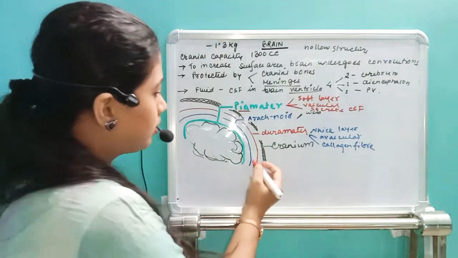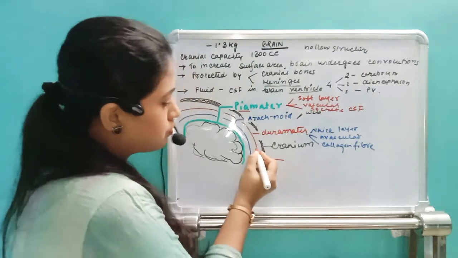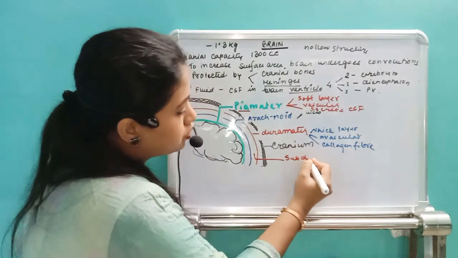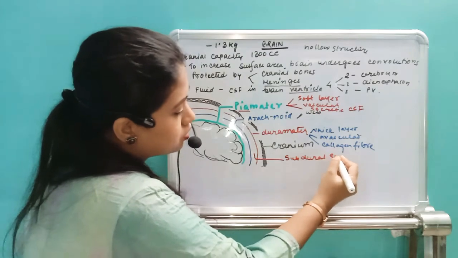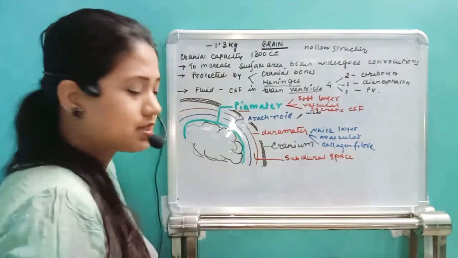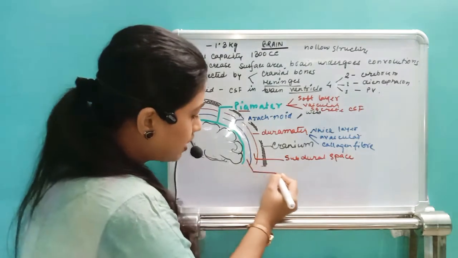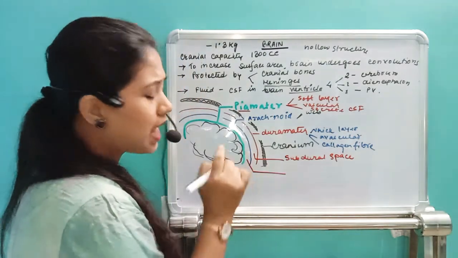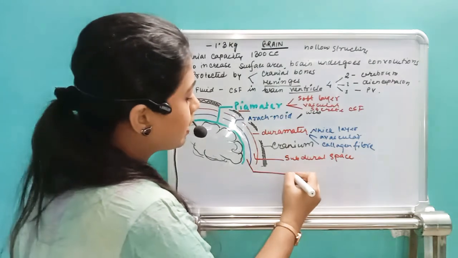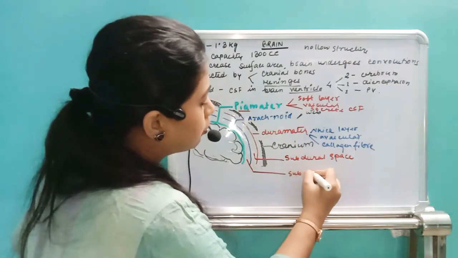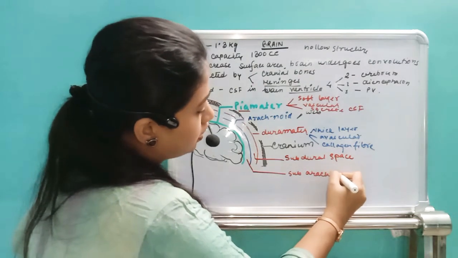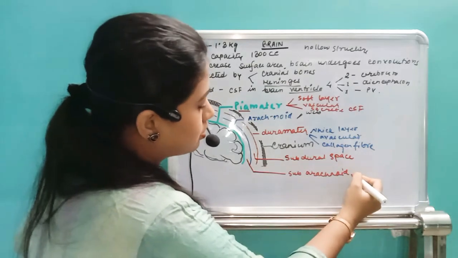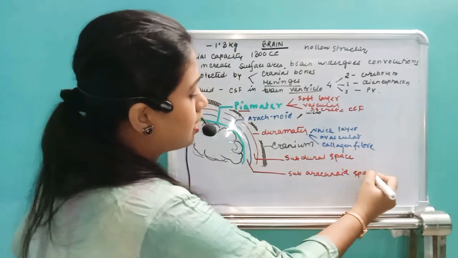First of all, this is the space between the dura mater and the arachnoid. This is called the subdural space. And the space between the arachnoid and the pia mater is called the subarachnoidal space. Okay, so we have two spaces here: one is the subdural space and another is the subarachnoidal space, right?